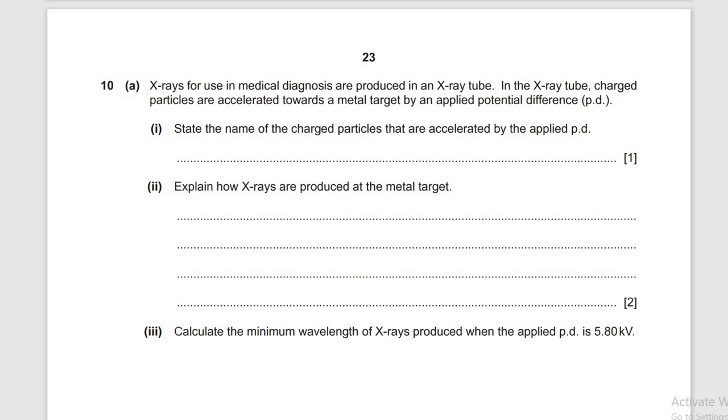Okay, what accelerates electrons? PD. If you remember this, V equal to work done over charge. Work done is QV. This is what accelerated. This is what they are talking about in that part. So state the name of the charged particle that is accelerated by PD. Okay, the charged particle is electron, or electrons, not one.